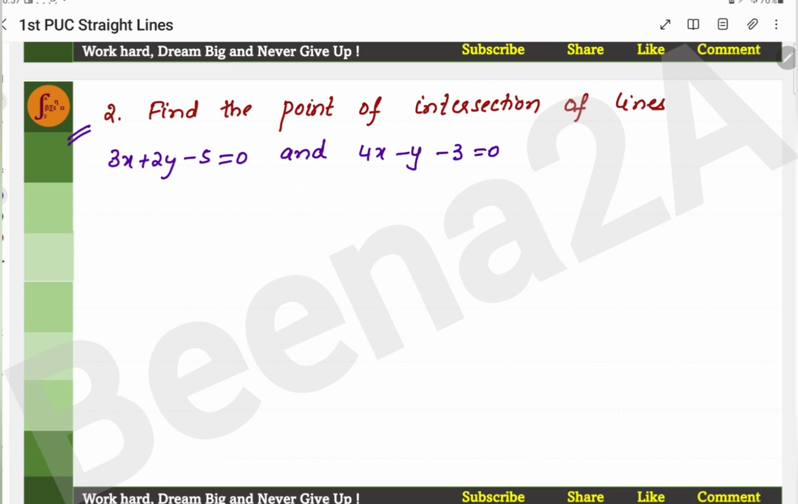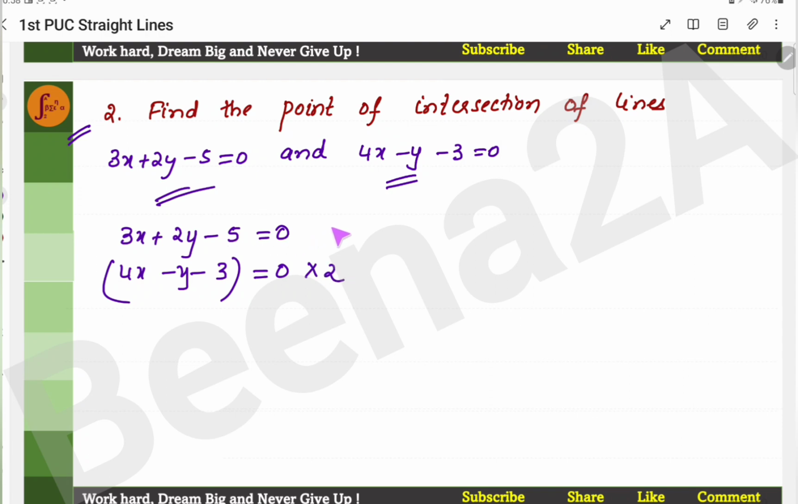Now let's take another example. Find the point of intersection of lines. Two lines are given. We'll take both the lines, one below the other, and you have 4x minus y minus 3 is equal to 0. First you check if there's any way that you can cancel the terms. There is no way. So I have 2y here and I have minus y here. I can multiply this entire equation with 2.